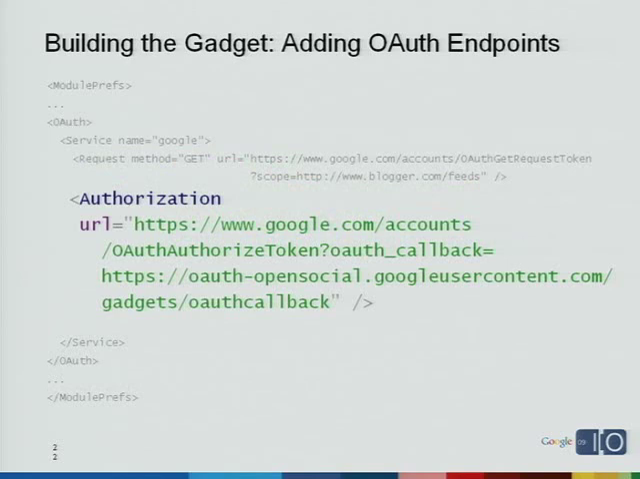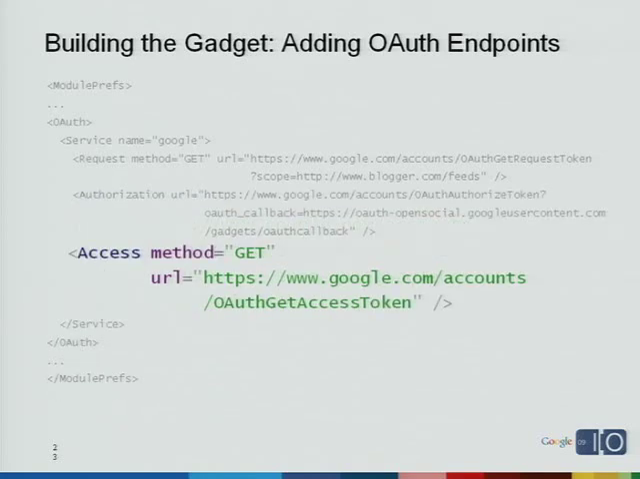Next, we're going to add the authorization section. This is basically the URL that the user should visit in order to authenticate and authorize with Google. Notice here we've got the OAuth callback parameter. When the user is redirected to the authorization URL, they're going to authenticate and authorize, but once they finish all those steps, the service provider needs to know where to send the user back on the consumer side. So the service provider is going to send them back to this OAuth callback URL.